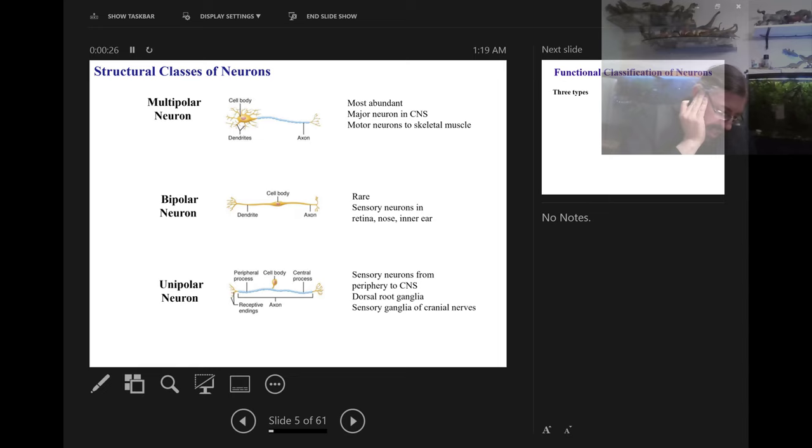Here we go. Multipolar neuron is literally the typical neuron. We've been talking about it and drawing it the whole time. Tons of dendrites up by the cell body, axon hillock, long axon, a bunch of little separations into terminal buds. This is the most abundant because it is the main neuron of the central nervous system, which has billions upon billions of neurons. So it also happens to be the motor neuron of choice, so that you can get a bunch of muscle fibers off of one neuron because you have a bunch of little terminal buds.